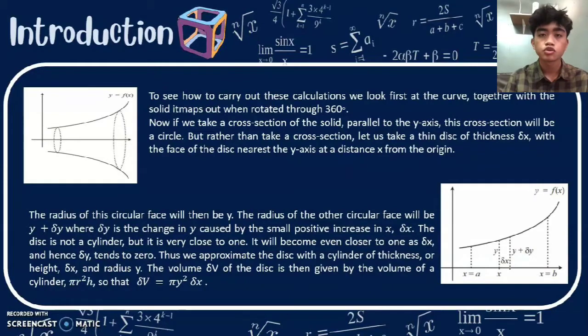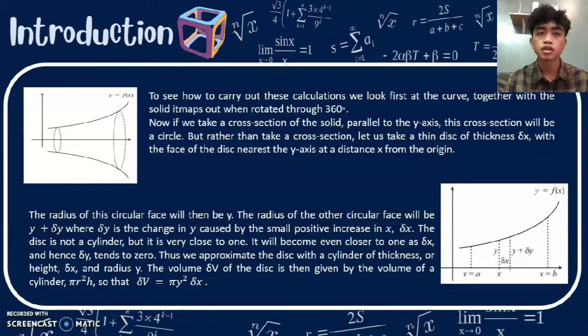Okay, we go through the introduction. To see how to carry out this calculation, we look first at the curve, together with the solid it maps out when rotated through 360 degrees. Now, if we take a cross-section of the solid perpendicular to the x-axis, this cross-section will be a circle.